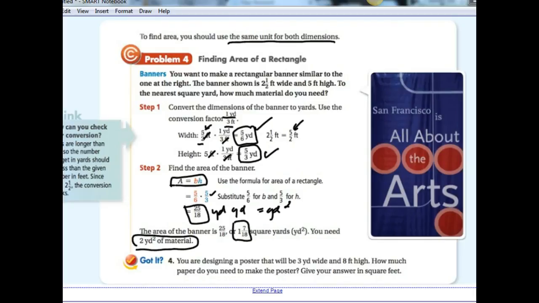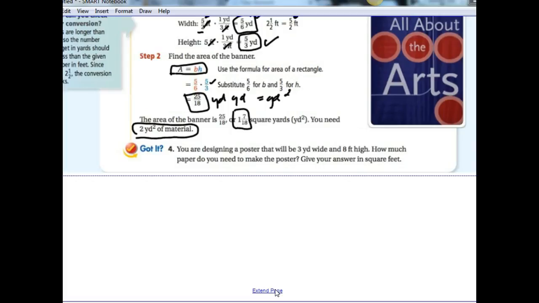Look at number 4 here, or the Got It section, I should say. Raise the page a little bit. You're designing a poster that will be 3 yards wide and 8 feet high. How much paper do you need to make the poster? Now, this time, it wants the answer in square feet. This one's already in feet, so I'm doing pretty good here.